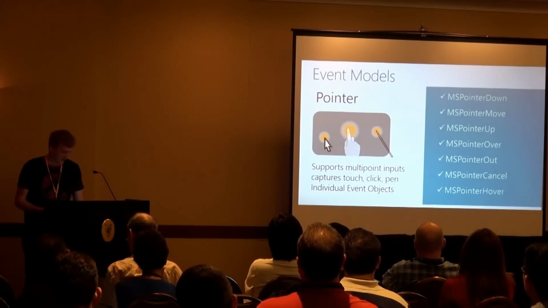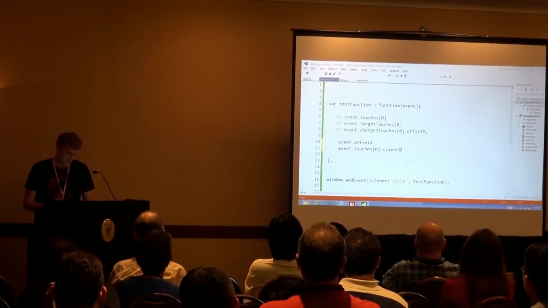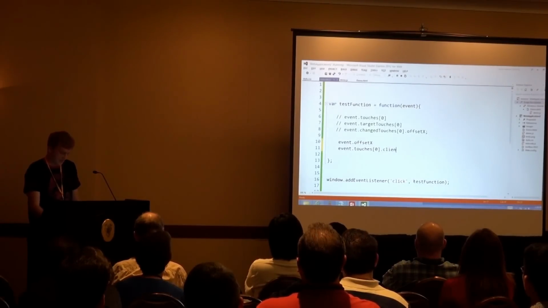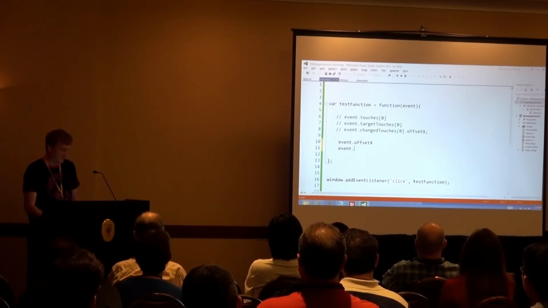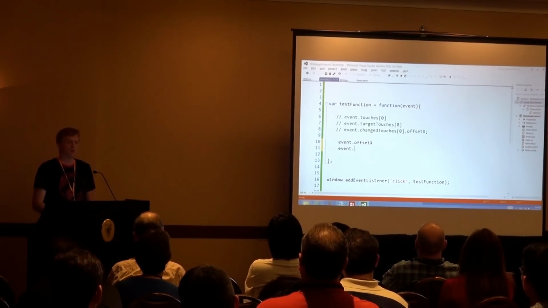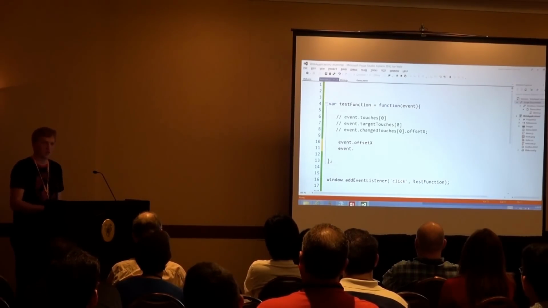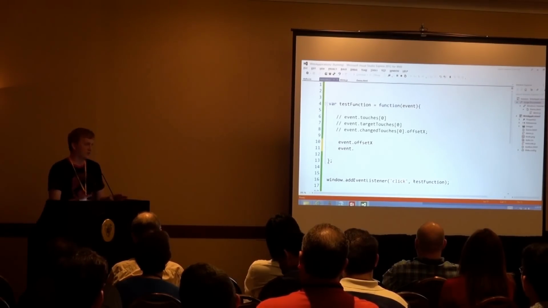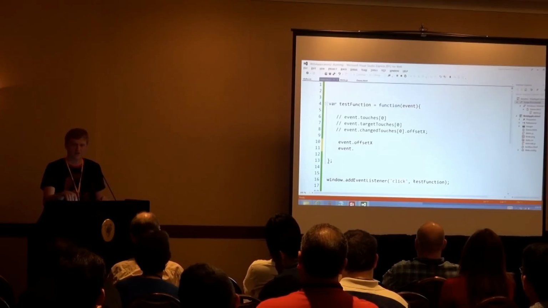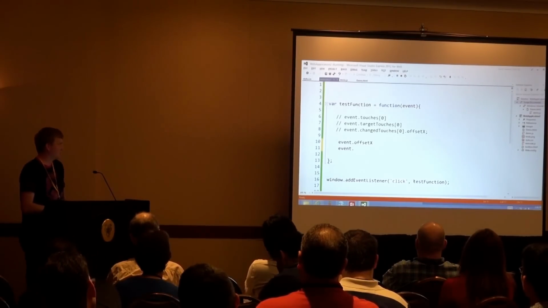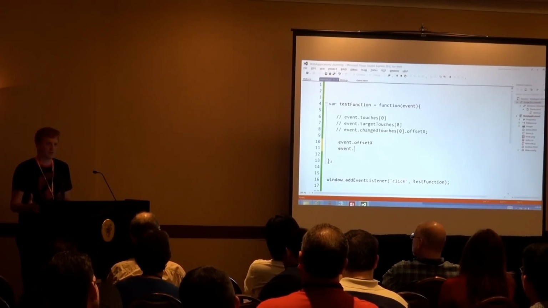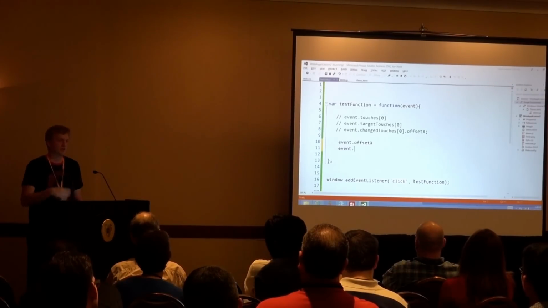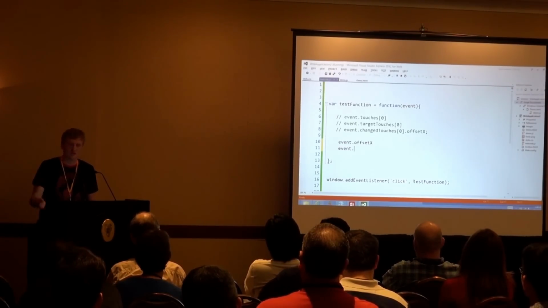So if we go back to that code that we were looking at before, and we say, okay, event.offsetX, that event object is going to work for any type of input, whether it's a mouse with a single input, or a touch with a finger, or a stylus touching your screen. If you have a touch point or any pointer, you can have multiple ones on the screen. They're each going to fire their own event.